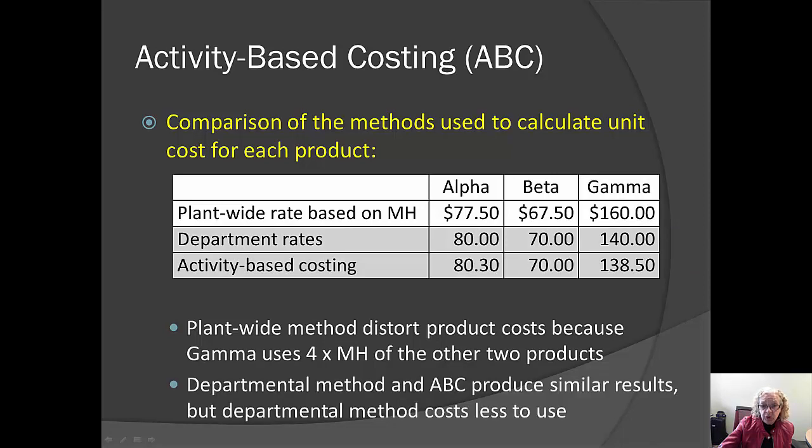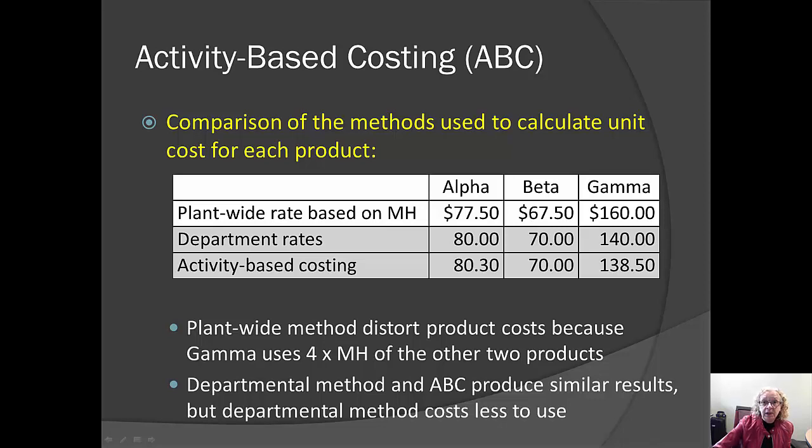So, looking at these results overall, it seems that this firm gets about the same cost allocation using departmental rates and using activity-based costing. In that case, if I were the cost accountant for this firm, I would probably recommend departmental rates. They're much easier to use and much less expensive to use than activity-based costing because they require less record keeping, less data collection.